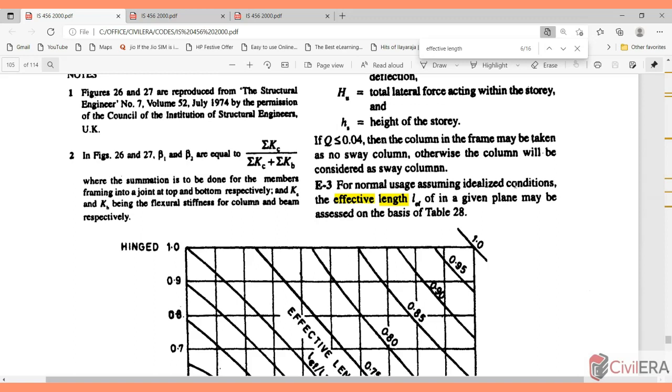If you want a more exact result, a more exact effective length, you are not supposed to use that for normal usage. Perhaps this was when your code didn't want seismic to be considered. Maybe long back when only gravity was considered, this was a normal usage and idealized conditions. So for a very small building where you don't have seismic to be looked into, but in India all buildings have to be designed for seismic loads. So probably this cannot be used for any column design.